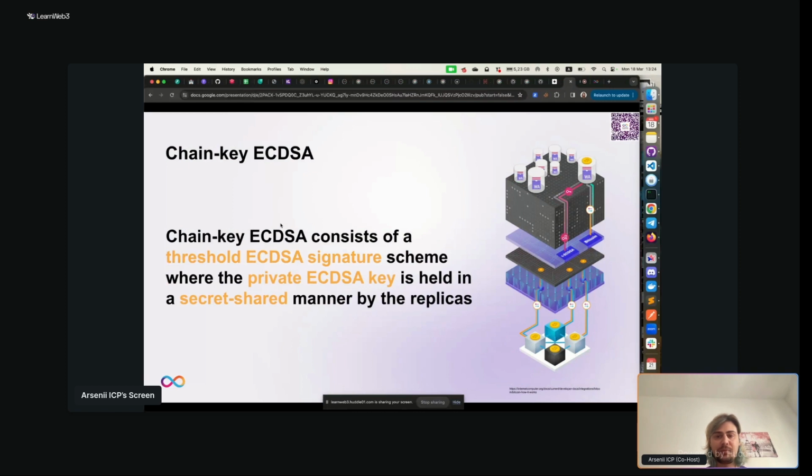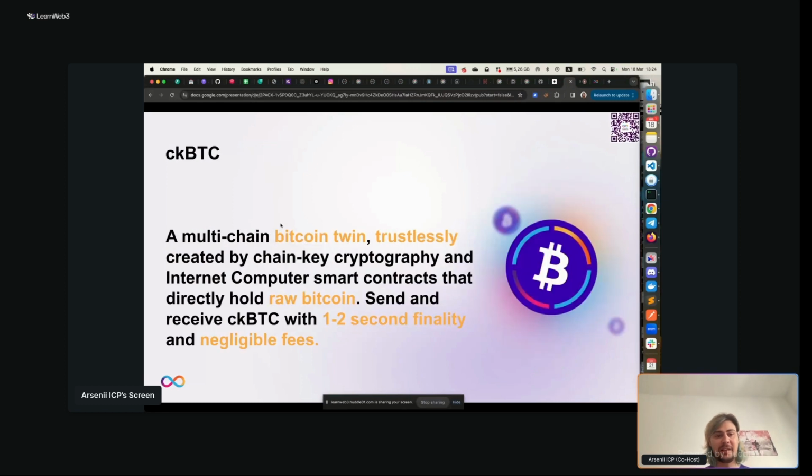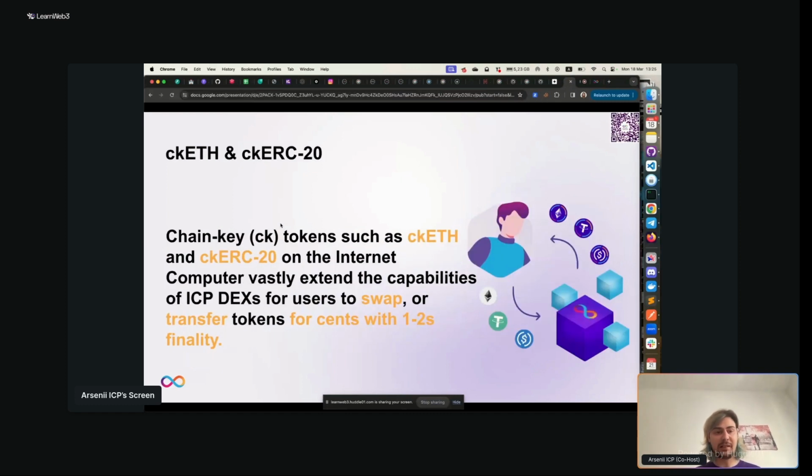Keychain allows... I'm not too good in cryptography, for this reason I can't answer you a lot about this. Sorry. We have a native BTC integration. We have some kind of stablecoin to Bitcoin in our network. We have Ethereum integration with some limitation, but we allow you to invoke smart contracts from the ICP network on the Ethereum blockchain, and we also have stablecoins to Ethereum and abstraction to ERC20 tokens.